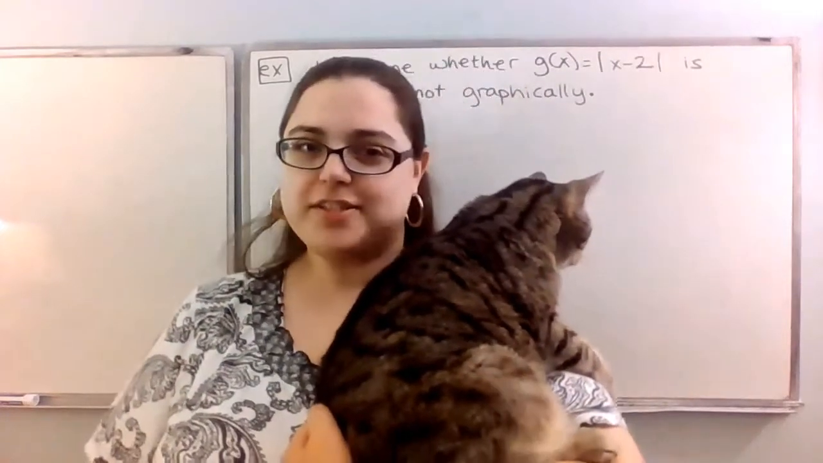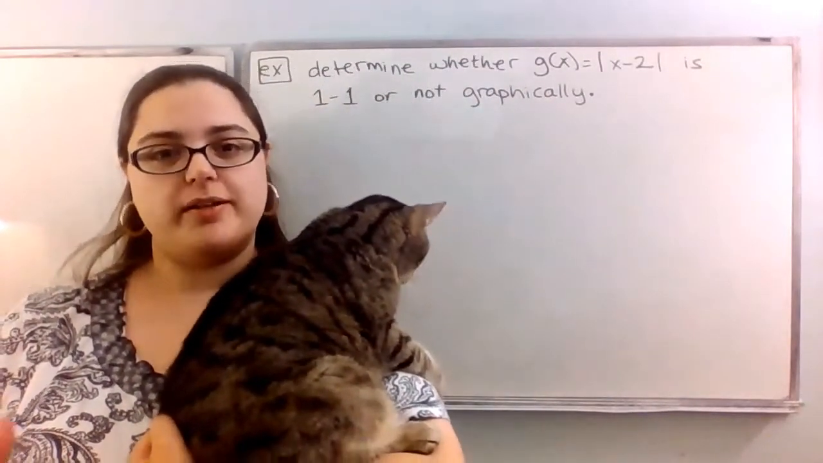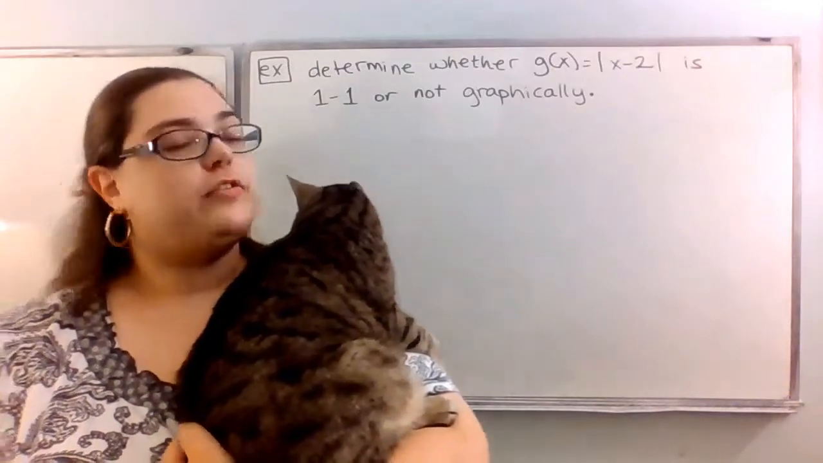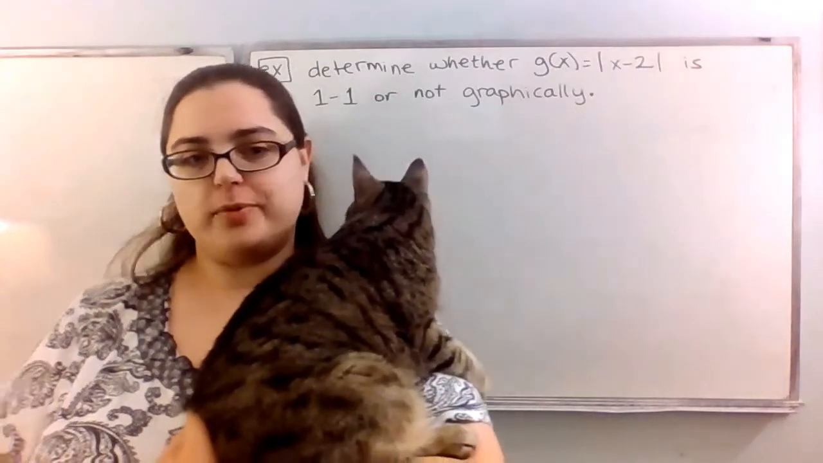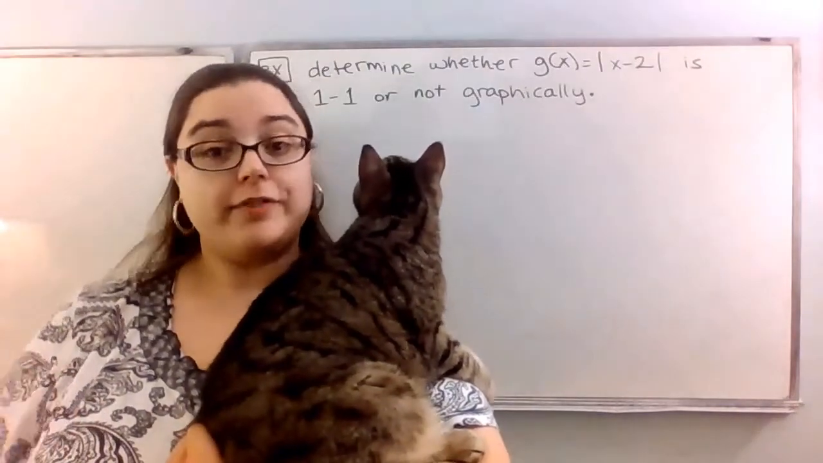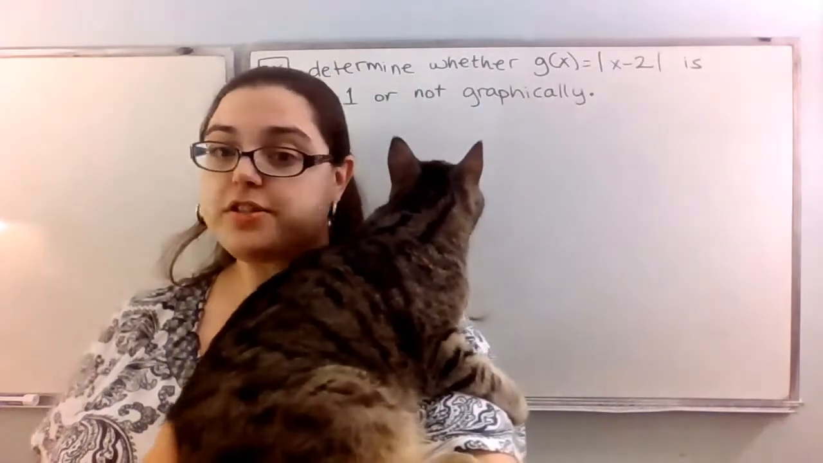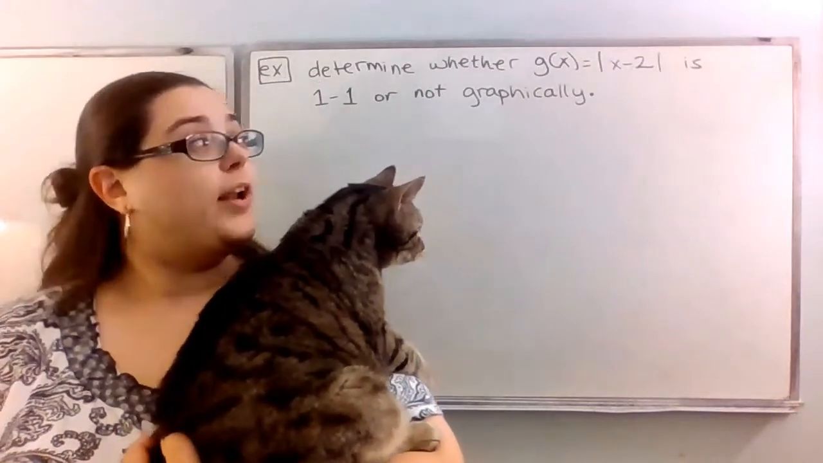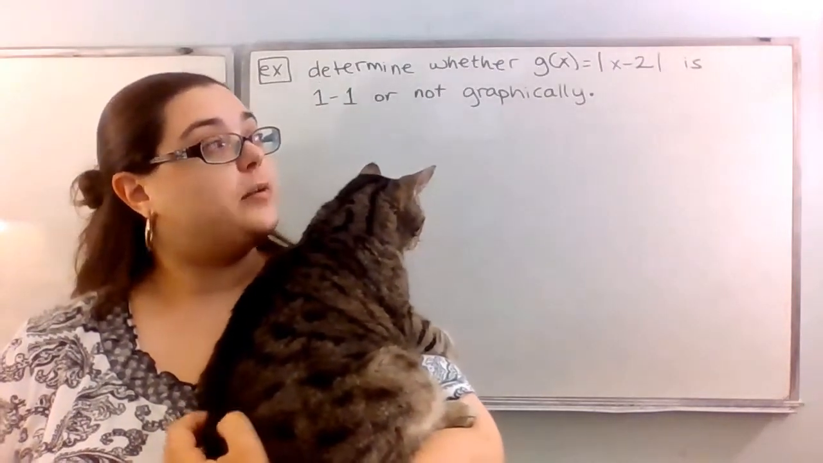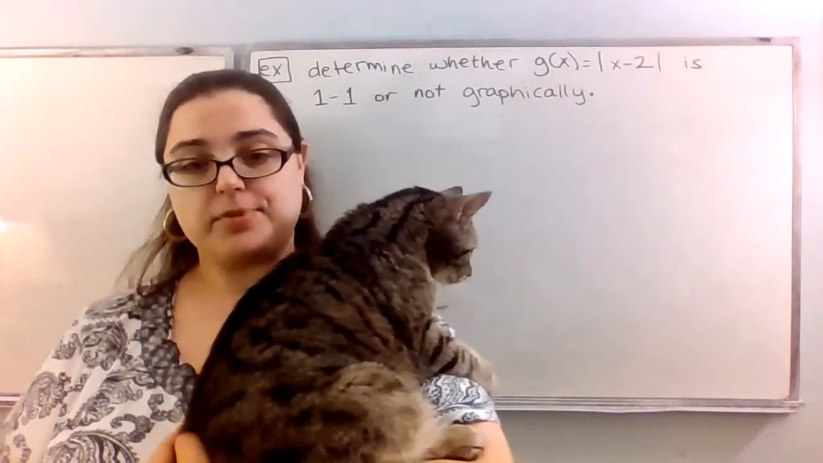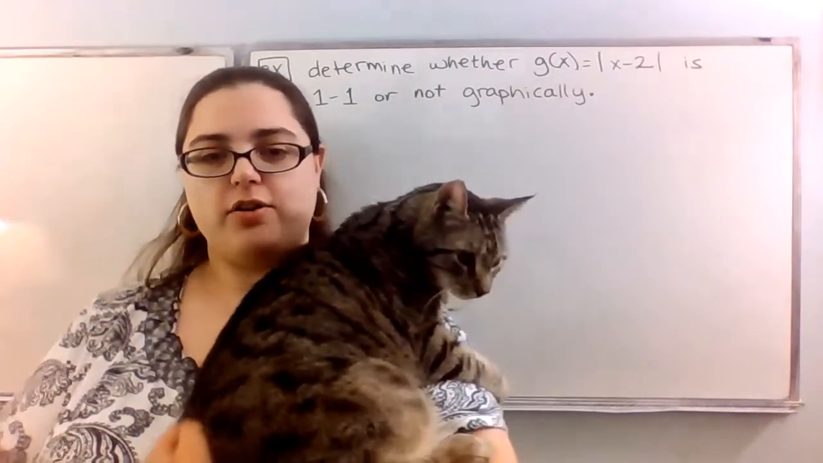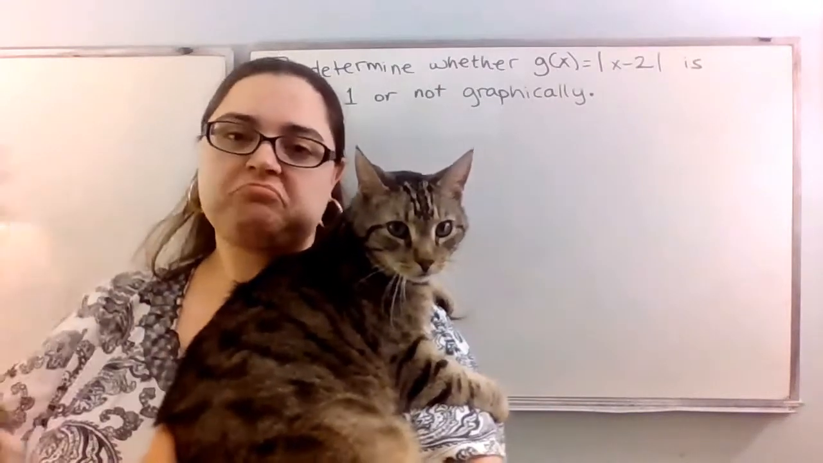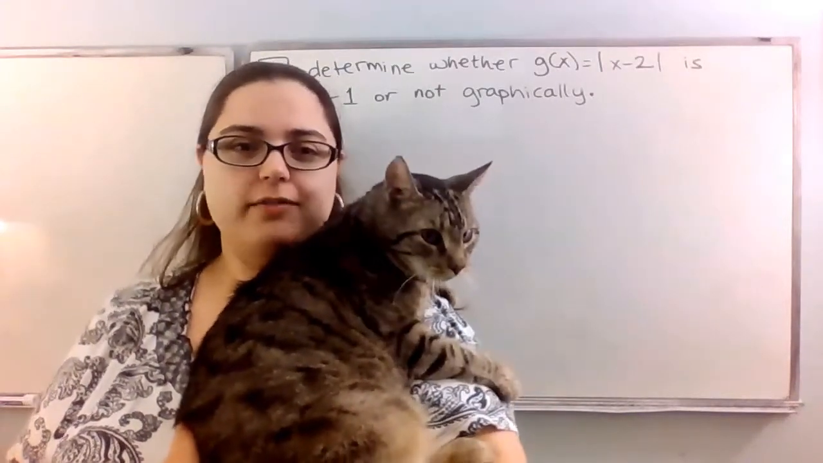Alrighty, so for this example, we're going to determine whether or not g of x, which is equal to the absolute value of x minus 2, is one-to-one, graphically. To do this, the first thing we're going to do is graph this function. What I like about g of x is that it appears to be a transformation on the absolute value function. I know my absolute value function is going to look like a V. So we know how to graph that.